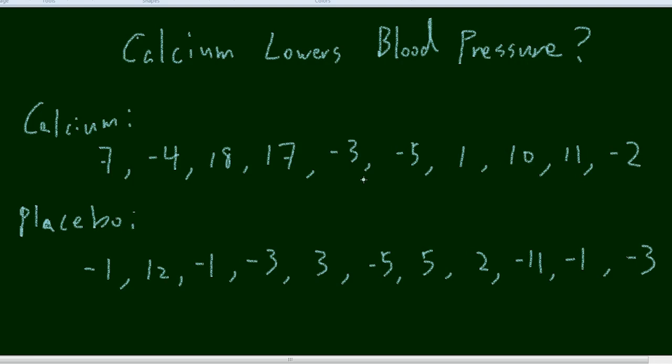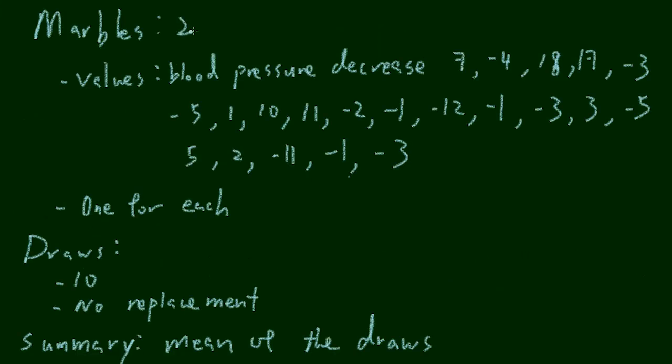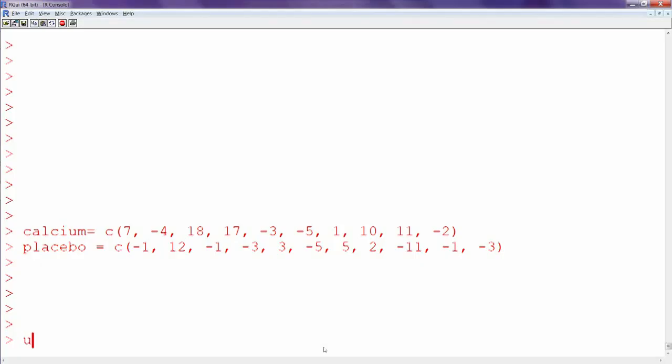However, you can still ask whether this is by chance or not. Meaning, assuming the calcium pill does not work, the reason these values are in the calcium group and the others are in the placebo group is simply by random assignment and nothing due to the calcium pill itself. Let's make the urn model for this case. We have 20 marbles overall, one for each patient. The values on the marbles are going to be the blood pressure decrease values. We're going to make 10 draws with no replacement, and in the end, we're going to calculate the mean of the 10 draws. Now let's simulate this in R.